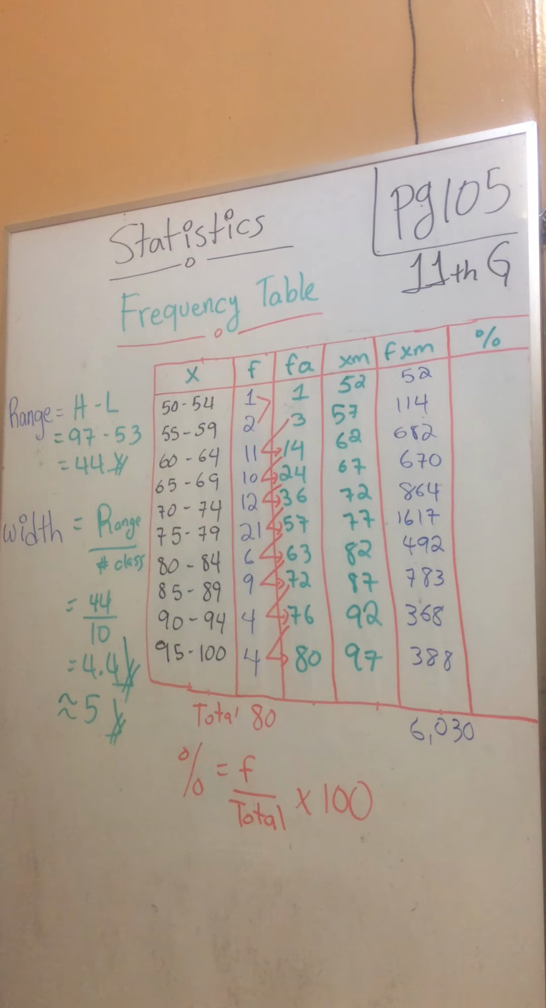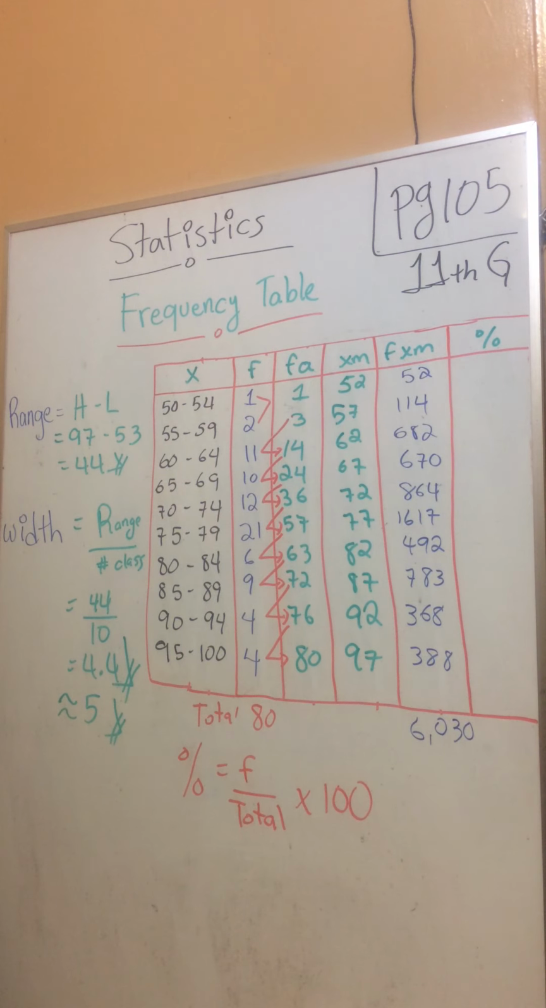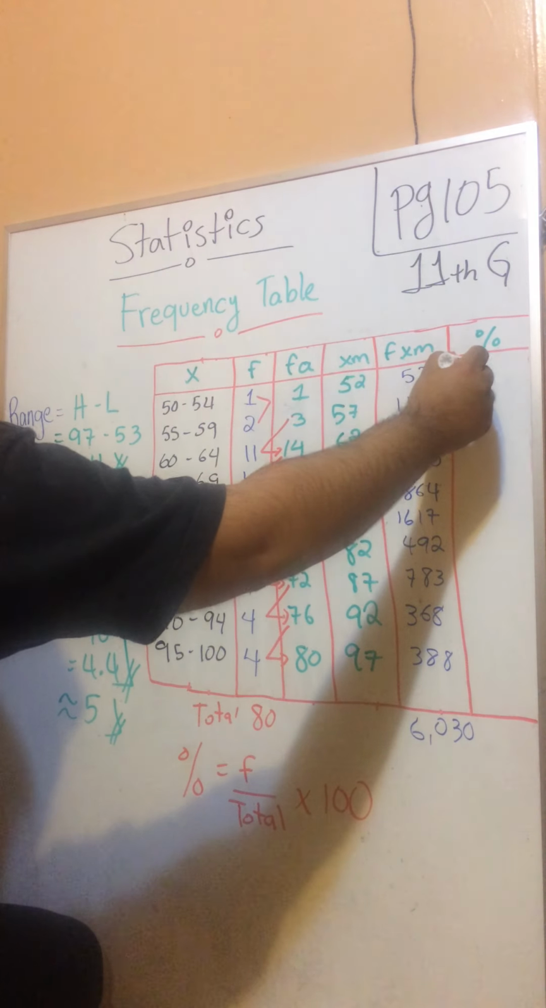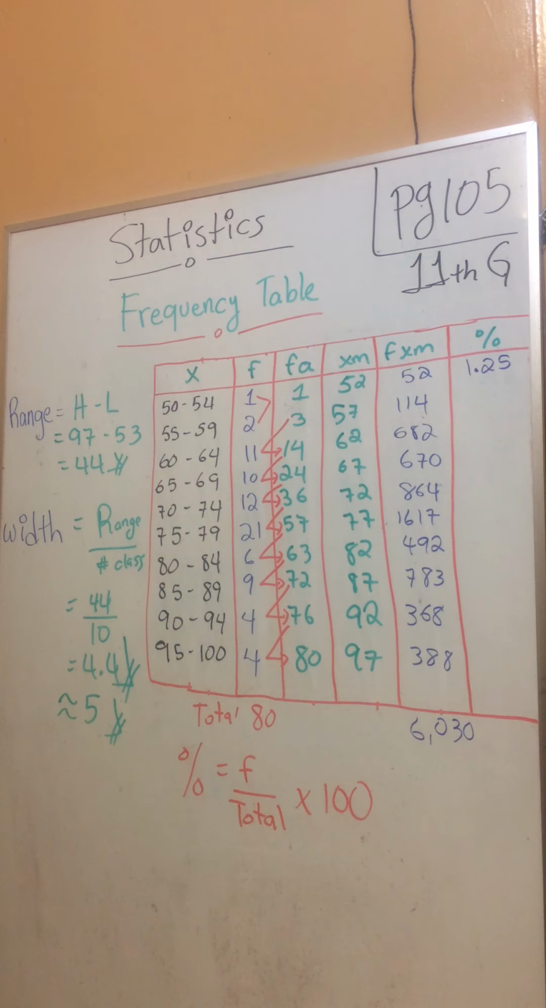We have 1. Okay, so if we take our calculator, we need to divide 1 divided by 80 times 100. Okay, and that's going to give us 1.25. That's the percentage of students from 100 total that got from 50 to 54. So we do the same with the other numbers.